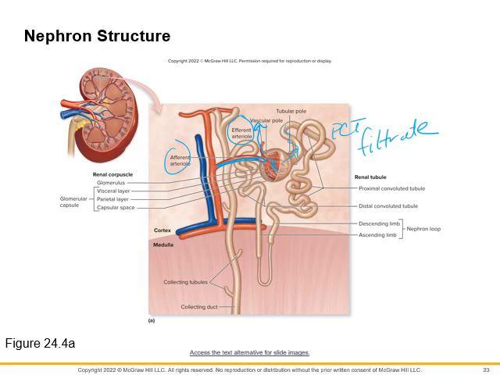So once the filtrate hits the proximal convoluted tubule, it's going to come to the loop of Henle or the nephron loop. Then it does distal, and you can see the distal convoluted tubule dumps into the collecting duct. And I like how they're showing you here that there would be more than just one nephron. There'd be multiple. There are millions of nephrons.